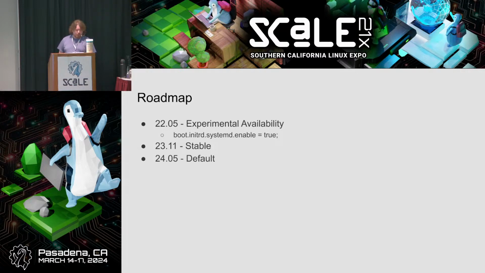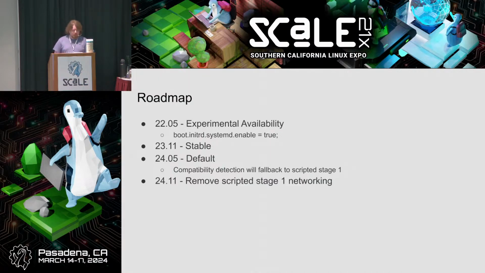So in 24.05, we would like to make it the default. There's going to be some minor incompatibilities, and in those cases, we will try to detect it and automatically fall back to scripted initrd. But we would really like to try and move this to being the default in NixOS. In 24.11, like I said, the scripted networking in particular is pretty unreliable, so we're planning on removing that particularly early, if we can. And then finally, 25.05, maybe. We'll see how the feedback goes. We would like to remove the scripted stage 1 altogether.